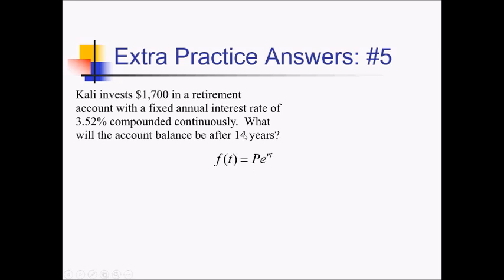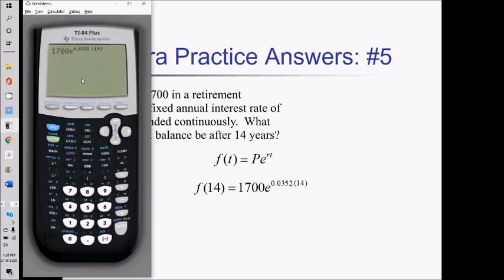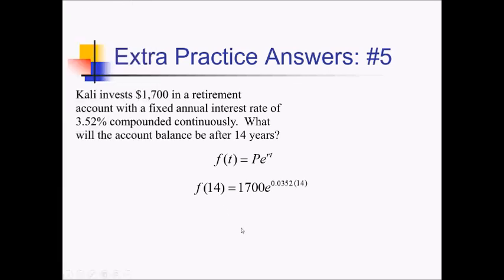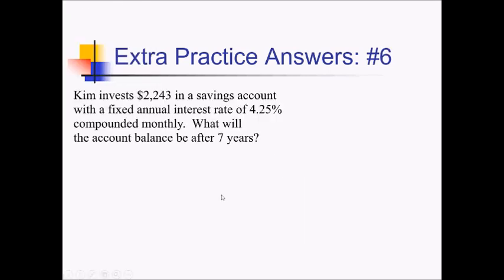So I've got f of 14 equals our principal of 1,700 times e to the interest rate of, now we have to move the decimal here, 0.0352 times our time that they wanted of 14. Plugging all that in now. So there's what it looks like on the calculator. Press enter on all that. We've got $2,782.72.